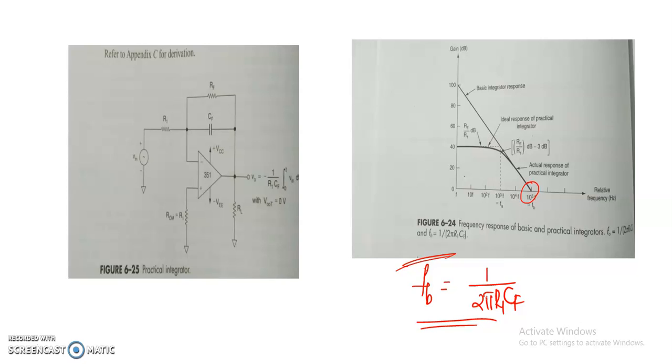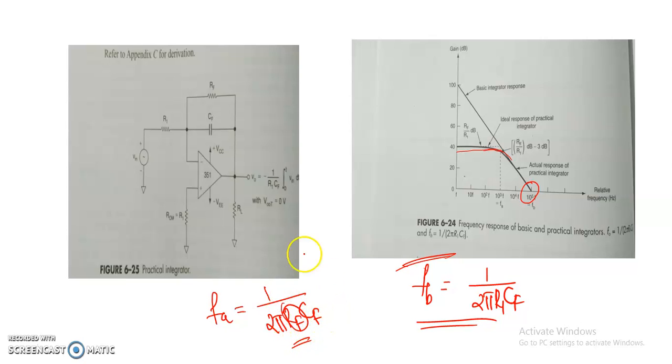Similarly, we can define another frequency FA as the frequency at which the gain decreases at a rate of 20 dB per decade. Up to this frequency FA, the gain remains constant, and at a particular frequency it begins to decrease at a rate of 20 dB per decade. We can obtain an expression for that frequency as FA equal to 1 by 2 pi RF CF. It depends on the resistor value RF.